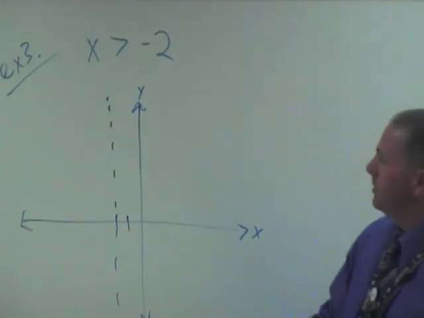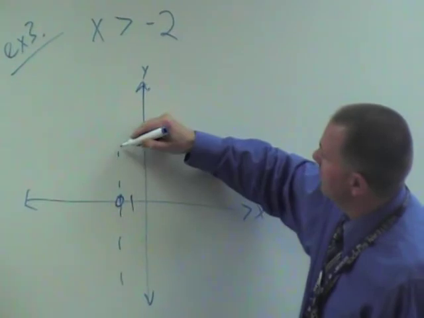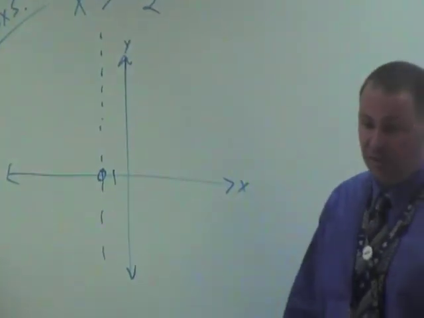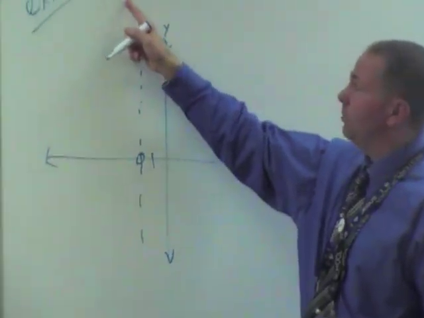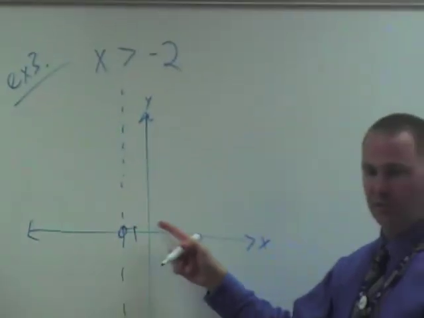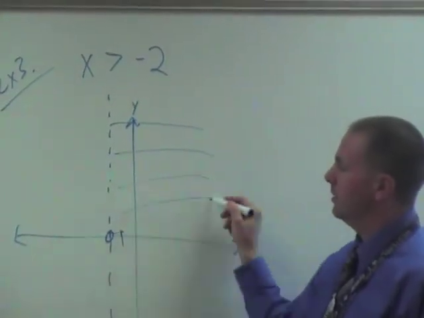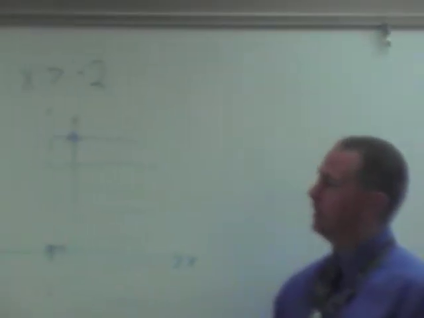How do you know which way to shade? As long as your variable is on the left. No, it's where it's pointing. All the points that are greater than -2, that's this. This is your number line, right? This is -2.